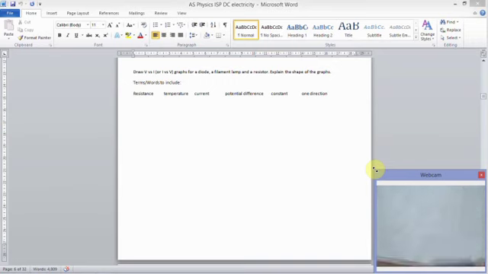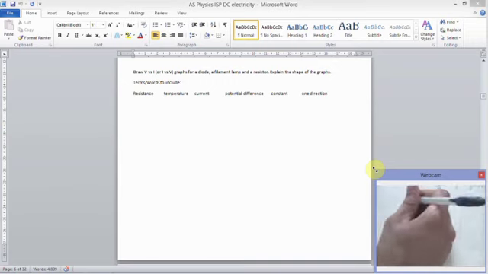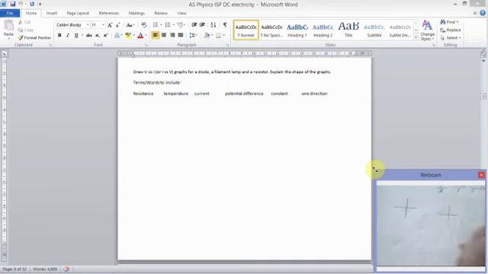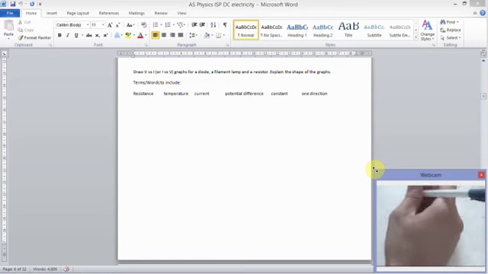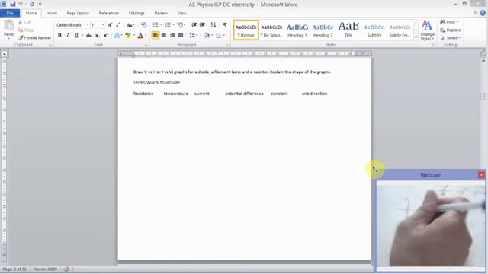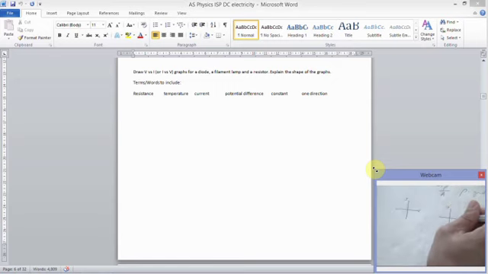You should have covered this at GCSE and should know it quite well. So there's 3 graphs. Let's draw our axes in there. Remember, there's 4 quadrants, positive and negative on both. Let's put current on our y, and potential difference on our x.